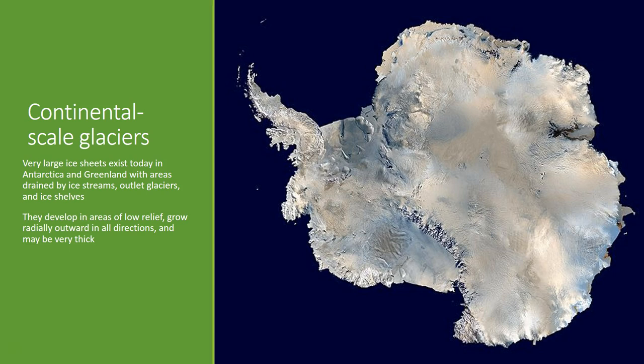Antarctica and Greenland host the only subcontinental to continental scale ice sheets remaining on Earth. Ice sheets cover areas greater than 50,000 square kilometers and form large, dome-shaped bodies of ice. Ice sheets develop in areas of low relief, but are often very thick. Ice sheets grow radially outwards in all directions.